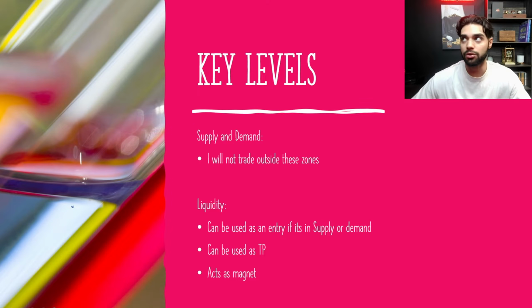Now, first things first, the key levels I use. So this is actually where I will allow myself to take a trade. Now, if we're not in a supply or demand zone, I will not take a trade no matter what, right? I will not trade outside these zones. So another key level I look for as well is liquidity, right? And now I use these if they're in supply or demand zones. If they're not in supply and demand, I can use them as a take profit level. Other than that, these liquidities act as magnets and a good place for price to reverse. We'll also talk about these.